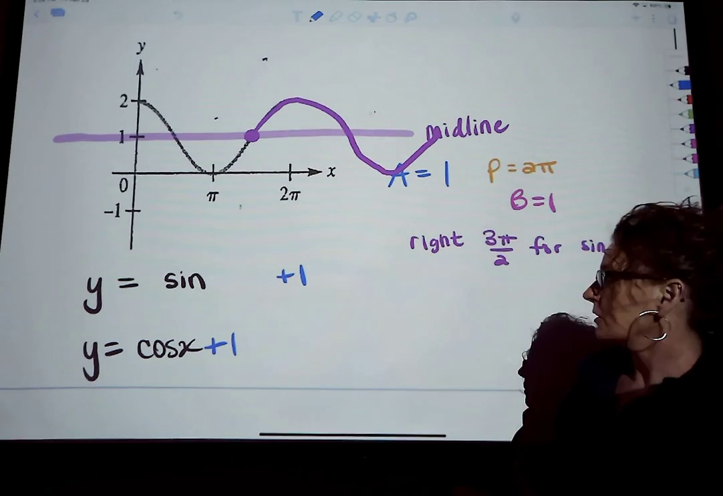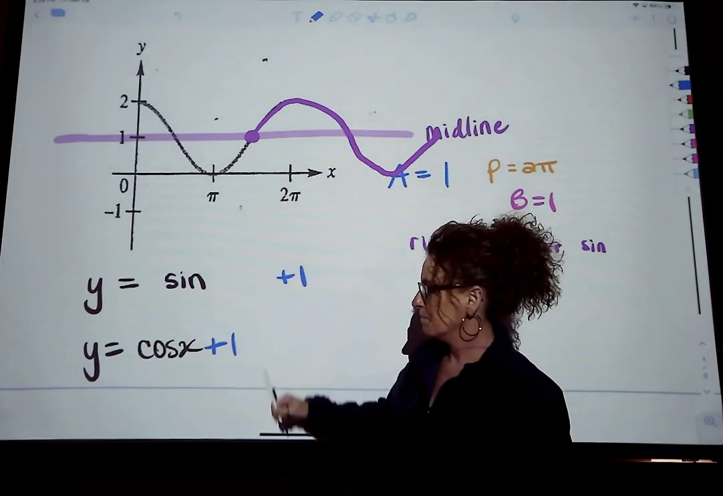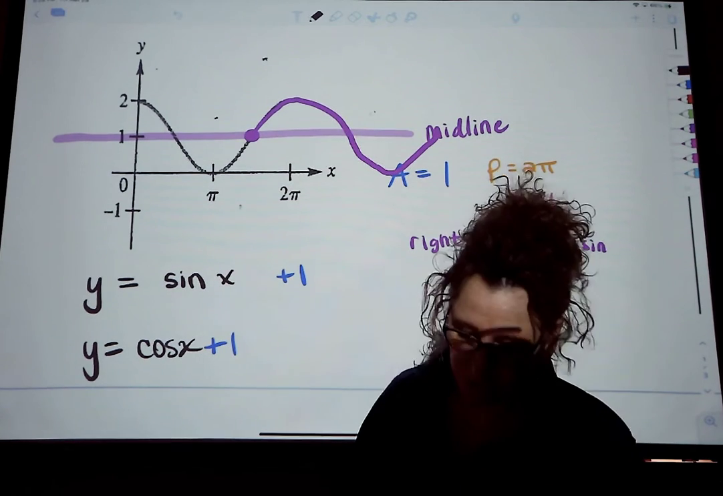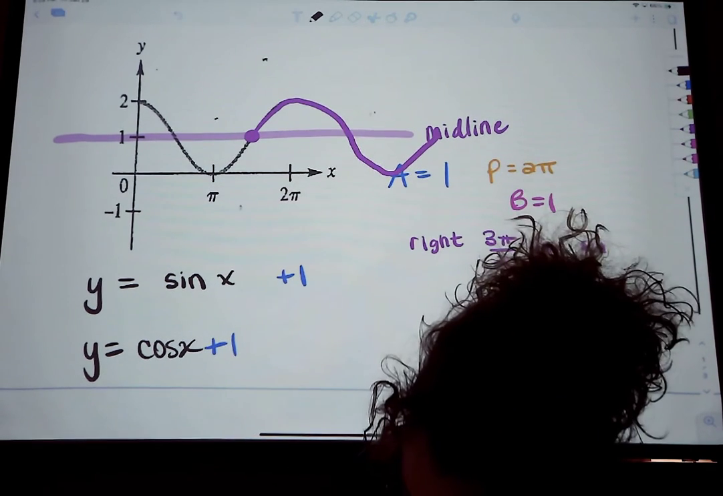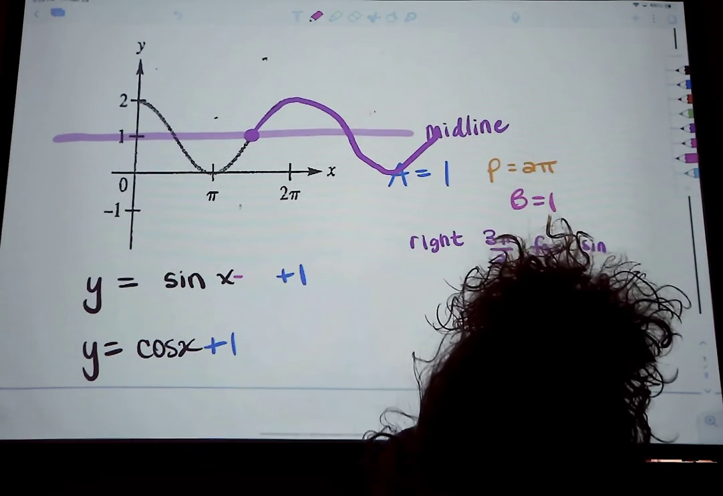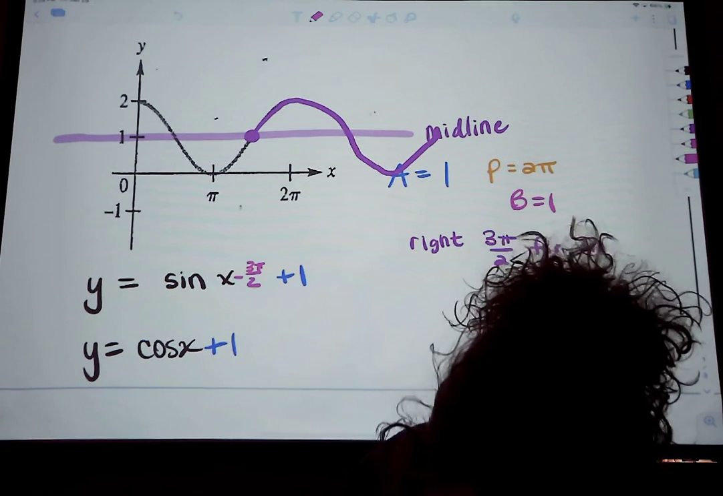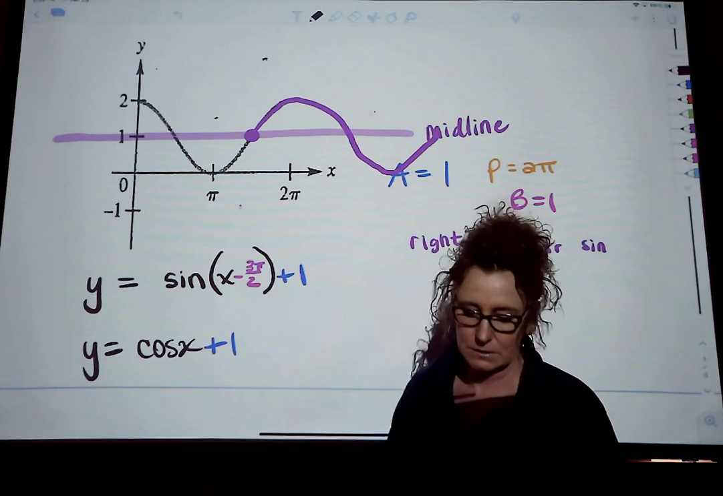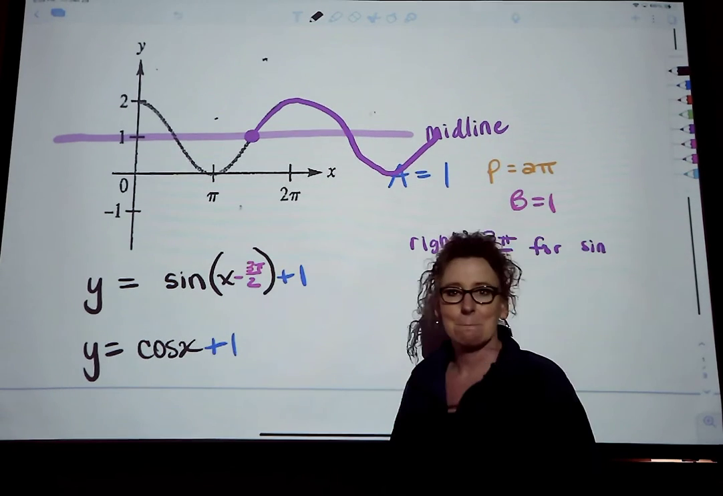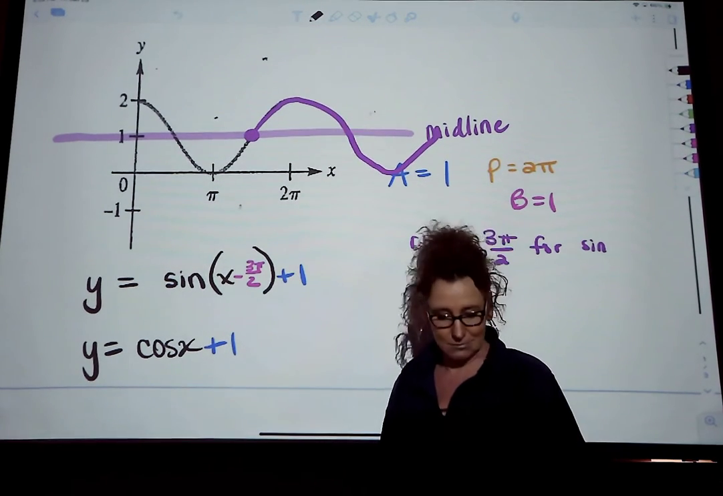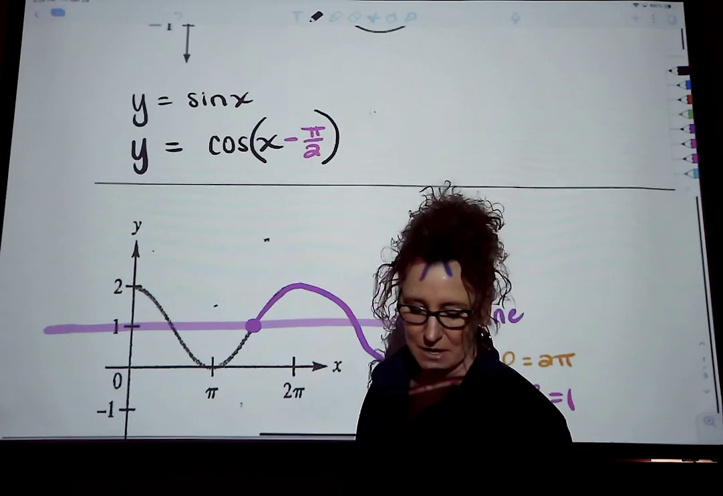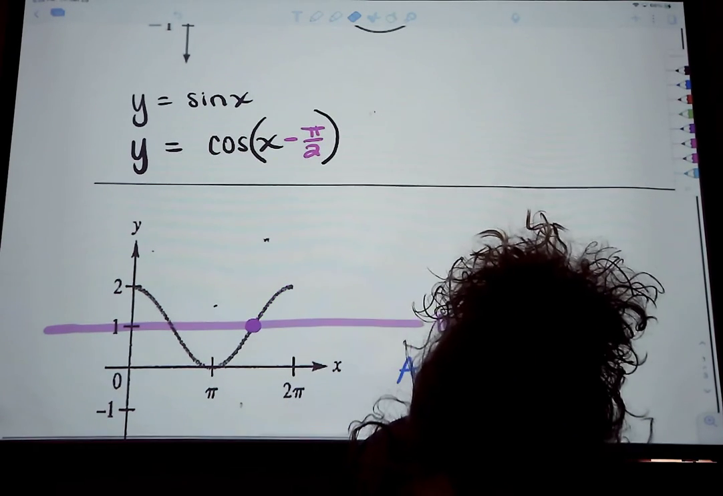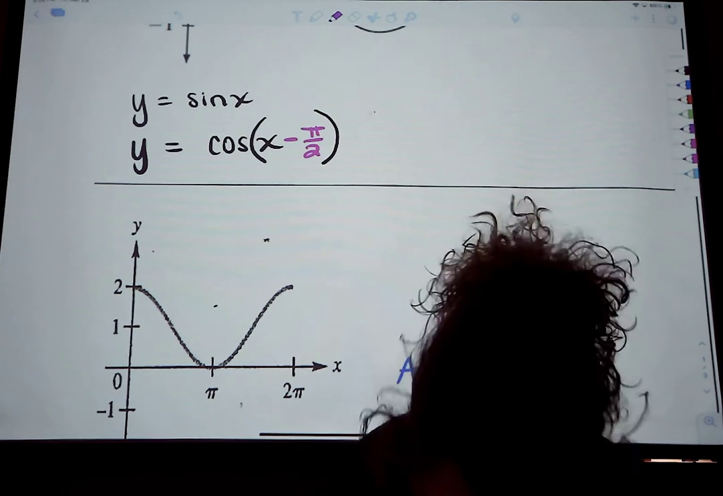Okay, so first of all, it's going to be the same. There's going to be an x in there. And I have to go right 3 pi over 2. Right 3 pi over 2, put parentheses around it. Okay? But maybe you didn't see it there. Some of you, let me erase that. I can't even concentrate if that's still there.